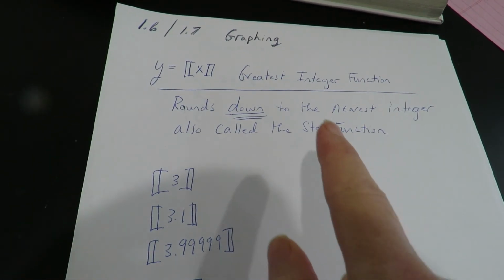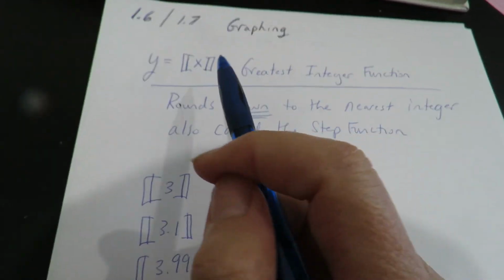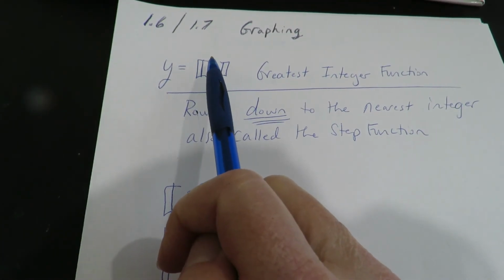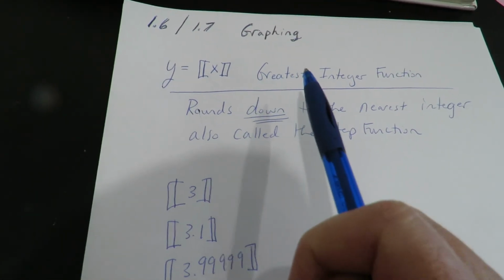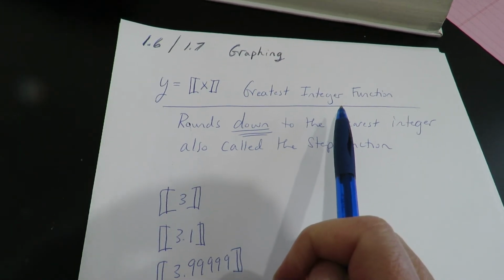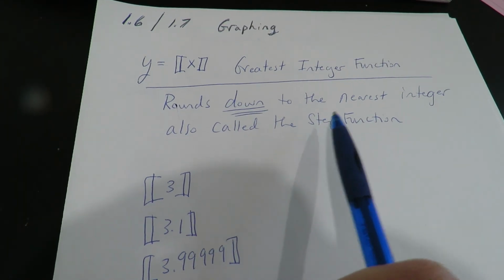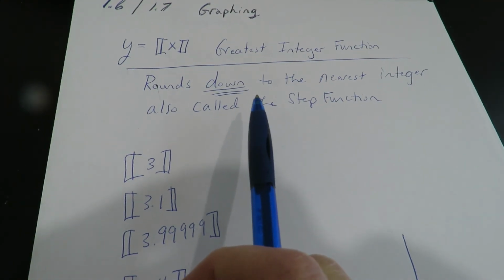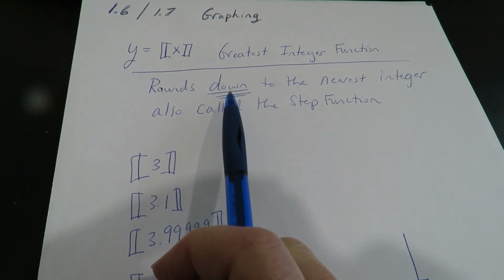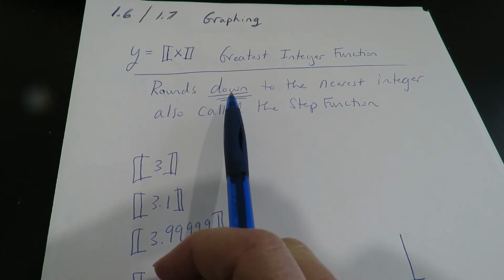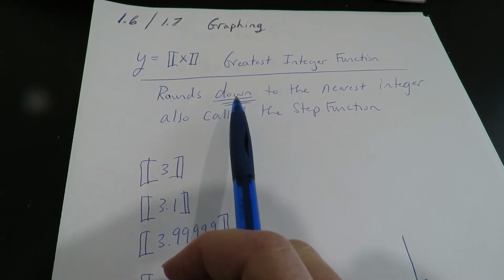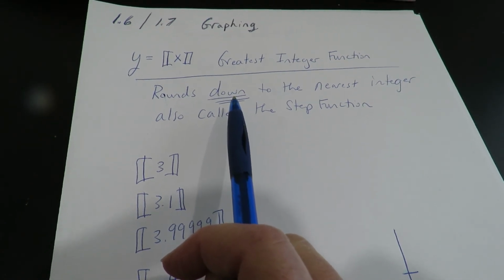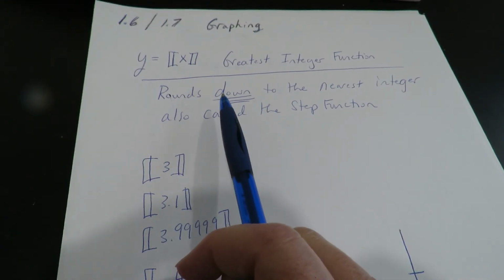I'm going to start with the greatest integer function, and if you notice, these are double brackets, so it's two brackets on each side. The greatest integer function is also called the step function. What's important about this function is that it always rounds down. It's not like how we sometimes do in chemistry and physics, where if it's a 5 we round up, if it's less than 5 we round down. It's not like that. It always rounds down. That's all it does. If it doesn't make it to the next integer, it rounds down.